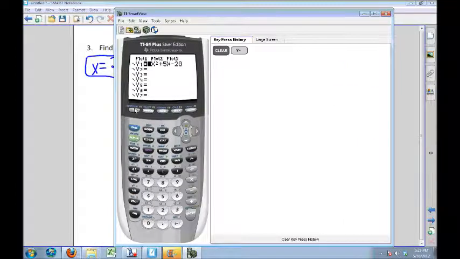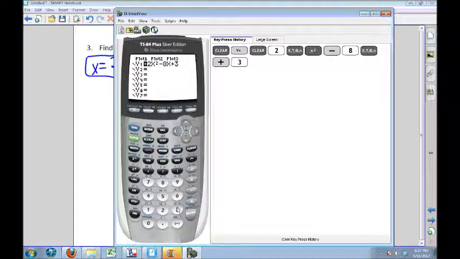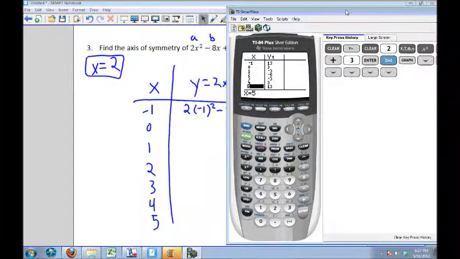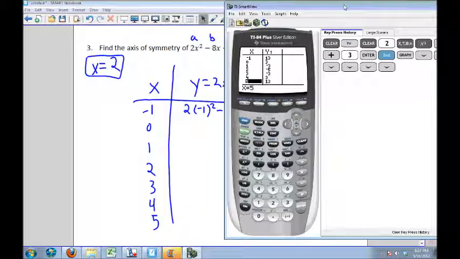On your calculator, if you go to y equals, clear anything that's in there, you can type in this equation, 2x squared minus 8x plus 3. Enter. If I want my table of values, I hit the second button, and then table. And I can scroll up or down to get whichever values I like. For my table, I want values between negative 1 and 5. My calculator will give this to me. Then I just have to transfer all of my values over.